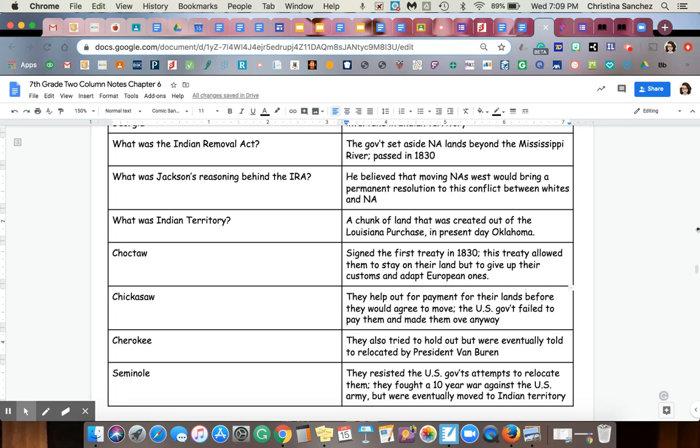The Chickasaw, they held out for payment for their lands before they would agree to move, meaning they waited to be paid for the land before they would leave it. And the U.S. government failed to pay them and made them move anyway, so go figure, right?